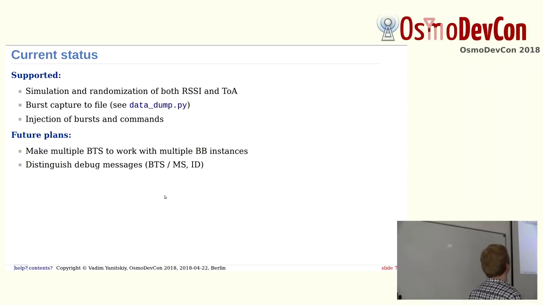The status of this project is that we now have some simple simulation and randomization capabilities for both timing of arrival and RSSI. We have support for burst capture, burst sniffing, and burst replay. The future plans are to allow multiple base stations to work with multiple mobile instances. In this way, we will be able to simulate some load, for example stress testing for a base station, and so on.